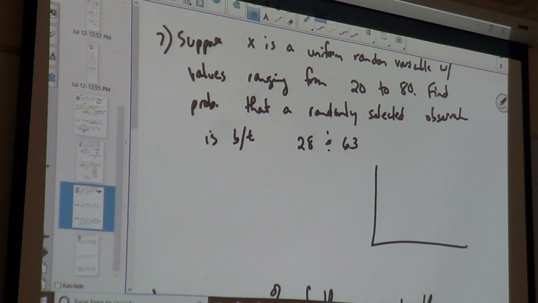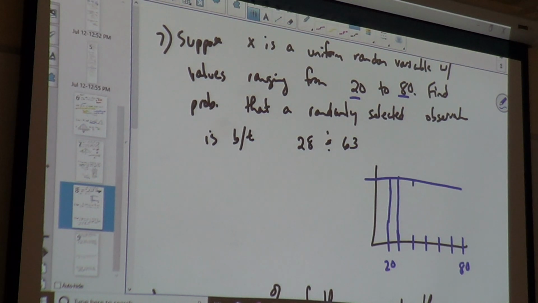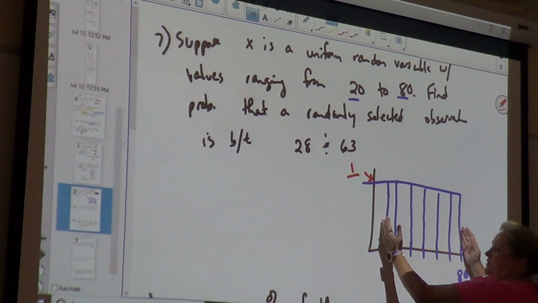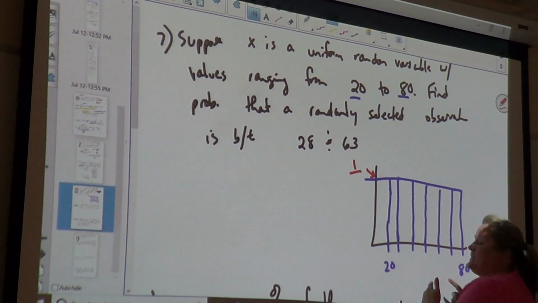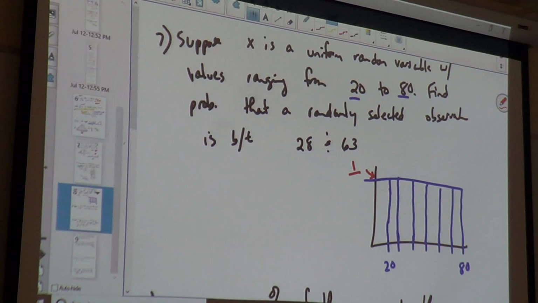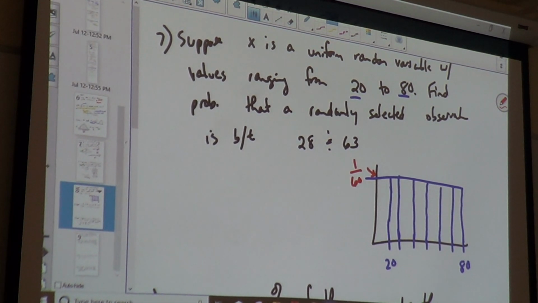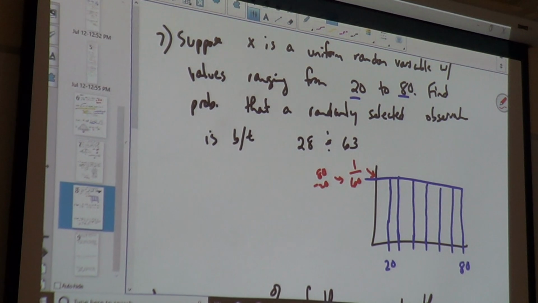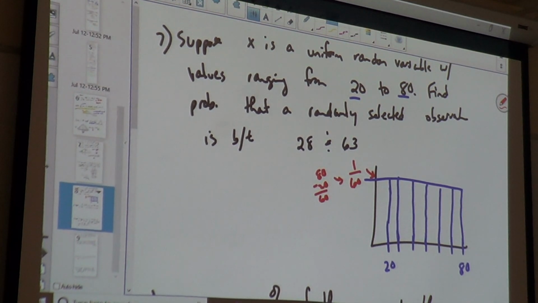It goes from 20 to 80, so we started at 20, 30, 40, 50, 60, 70, and it ended at 80, coming straight across. The number up here is 1 over how far it is from here to here. So how far is it from 20 to 80? 60. I did 80 minus 20 and I got the 60. That's where that 60 came from.